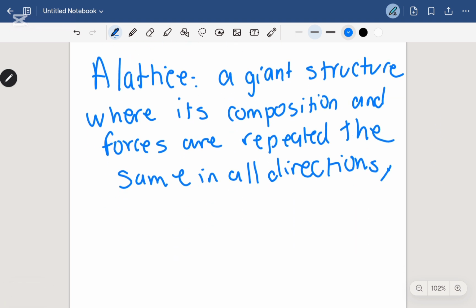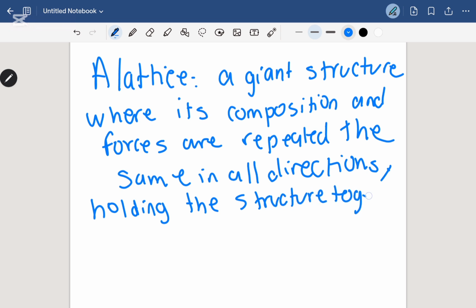They form one big strong force that holds the whole structure together. So, holding the structure together.